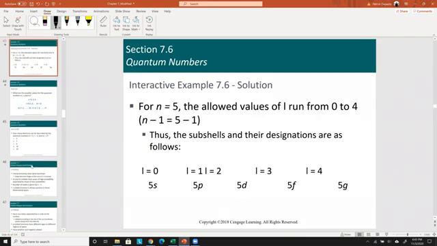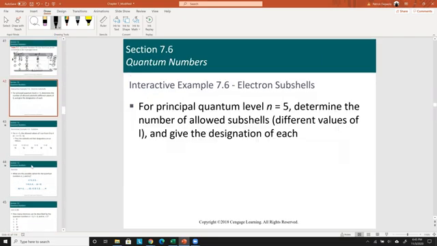Okay, so question. For principal quantum level n equals 5, determine the number of allowed subshells, that's the different values of L, and give the designation of each. So what that means is, I'll do one of them for you. For n equals 5, we'll do it together. What are the possible L values for n equals 5? Who could tell me? 0 through 4. Perfect. So there's 0, there's 1, there's 2, there's 3, there's 4.